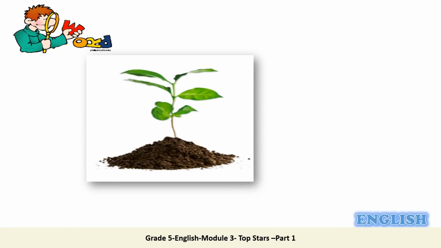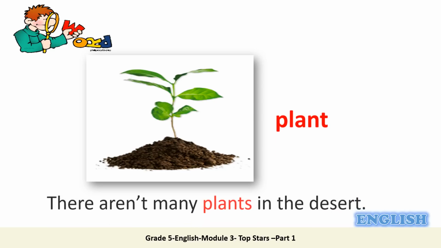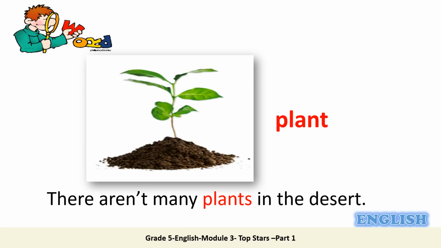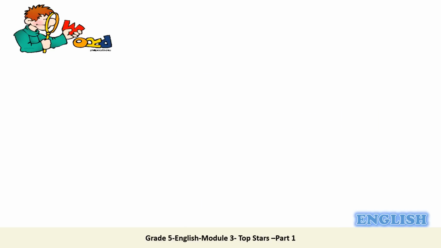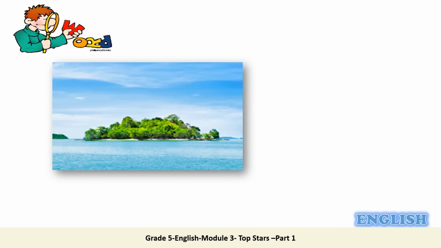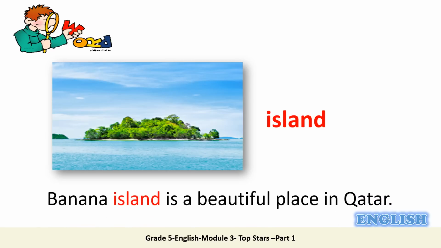We mentioned in the previous example that there aren't many plants in the desert. So, do you know what is this picture? It's plant. Very good. There aren't many plants in the desert. Plant here is a noun. What do we call the piece of land that is surrounded by water? Yes, island. This is an island. Banana Island is a beautiful place in Qatar, and actually, island here is a noun.